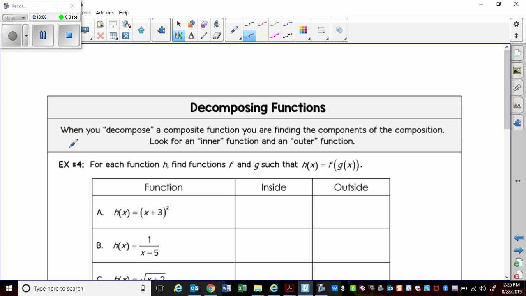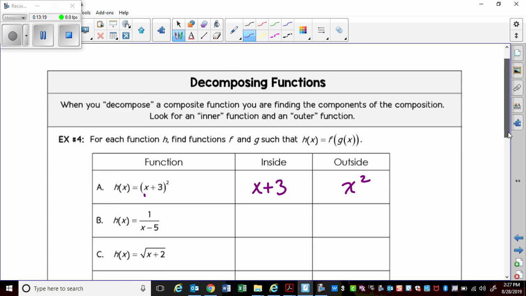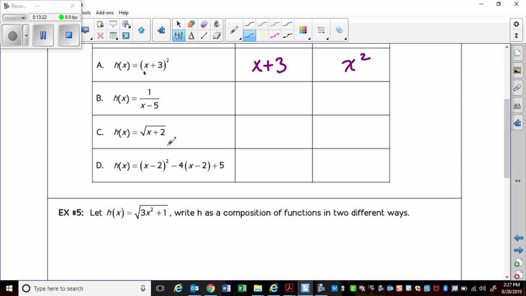Decomposition of functions. So the inside of this is x plus 3. The outside is this squared. You guys can try this. Let's try D. So this one is, the inside is x minus 2. Both of them have it. It's x minus 2. But the outside is x squared minus 4x plus 5. Right? That's the outside function. I want you guys to try B and C.